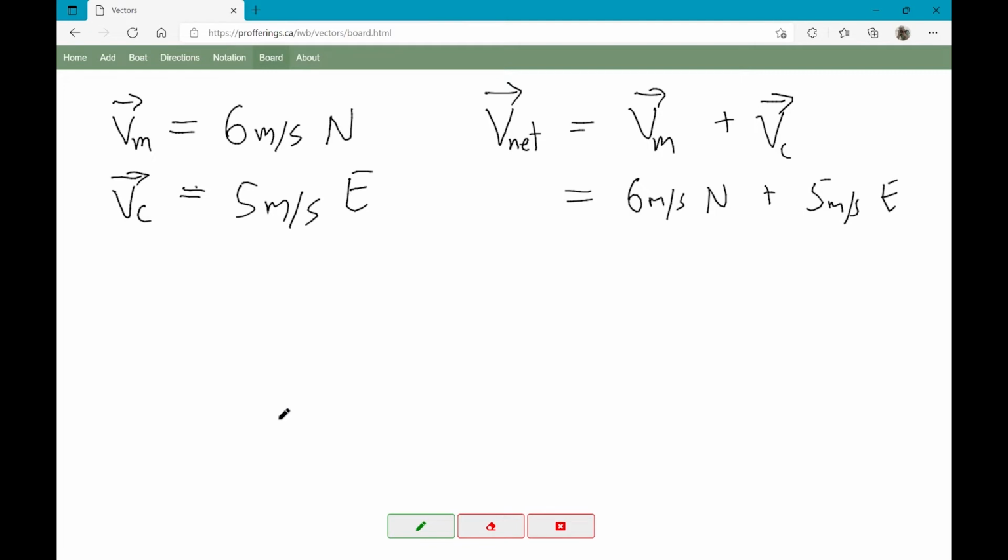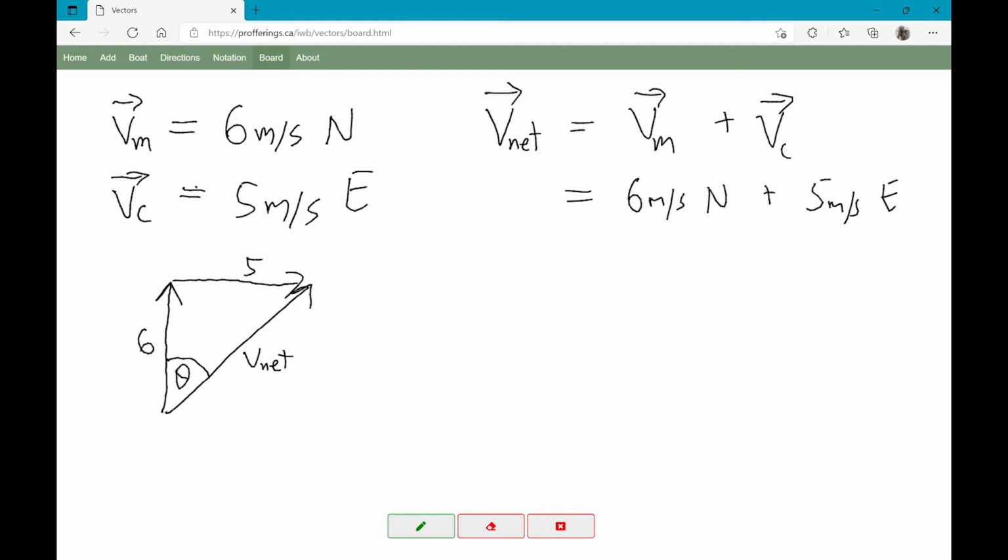So we'll start off by drawing our vector pointing north, 6 units long. That represents the speed the motor and direction the motor is pushing the boat. Now we're going to add the current velocity, 5 units pointing east. And so our net velocity is the one that points from where I started to where I ended up. So the length of that vector will be the speed the boat will actually travel, and the direction that vector is pointing is the direction the boat will actually travel. So we're going to have to figure out that angle there.